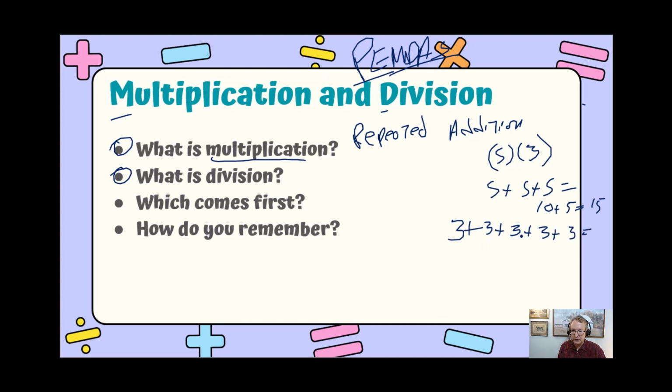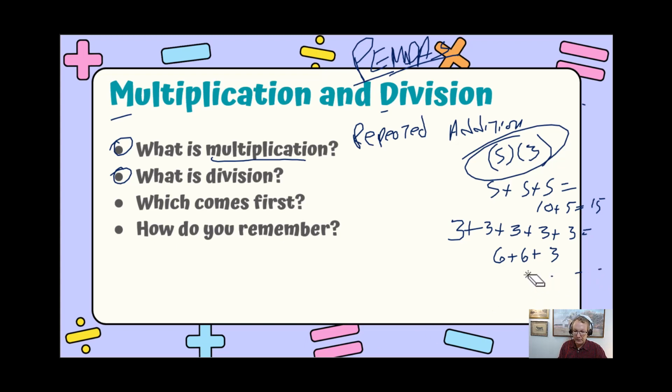That's 1, 2, 3, 4, 5 threes. 3 plus 3 is 6. 6 plus 6 is 12. 12 plus 3 is 15. So as you can see, multiplication just makes adding, especially repeated adding, a lot quicker.